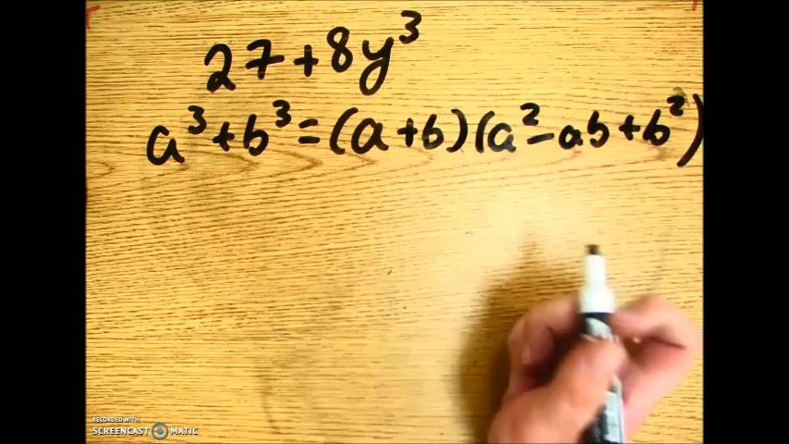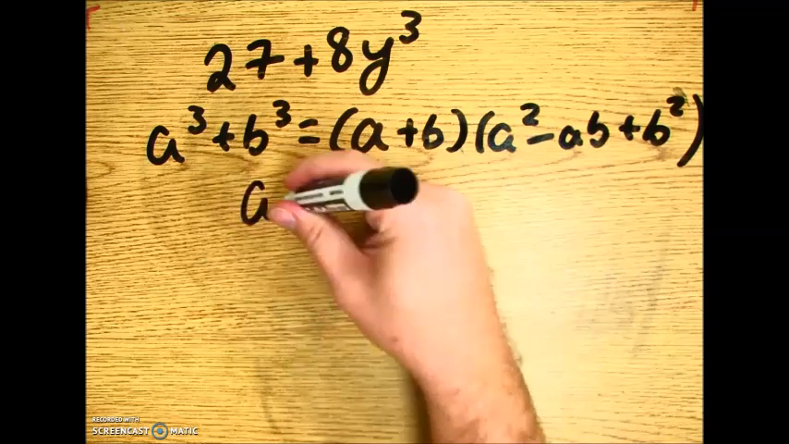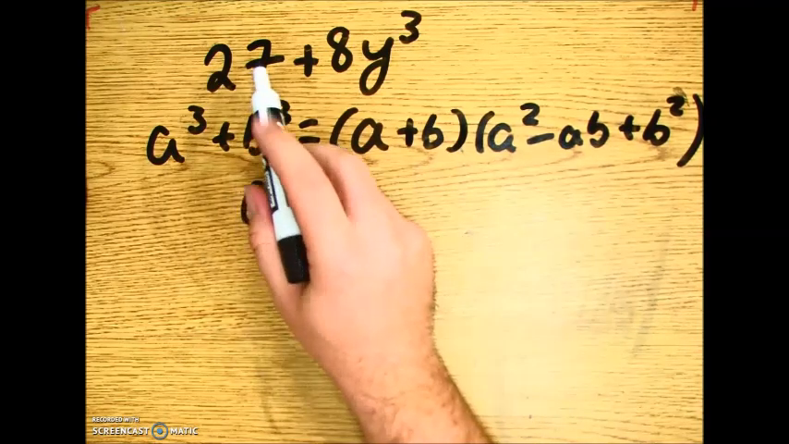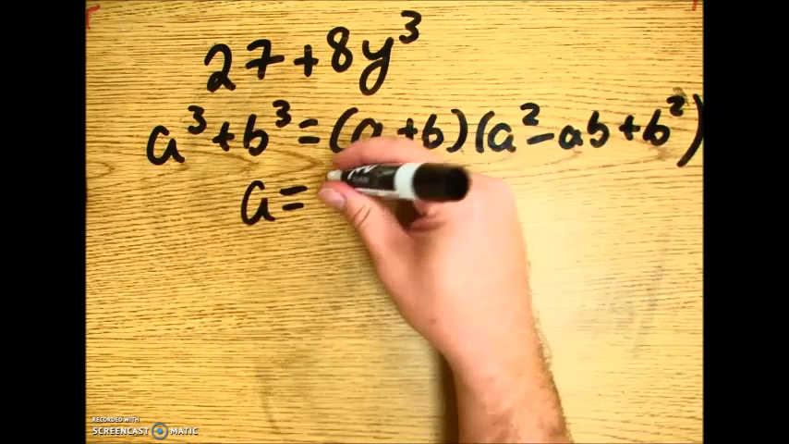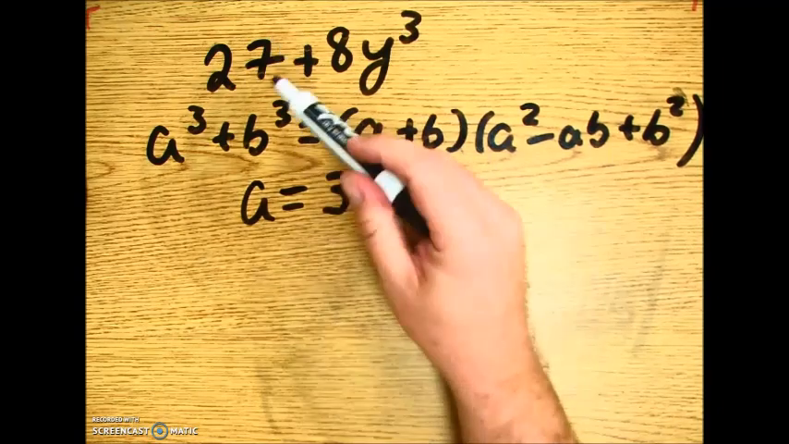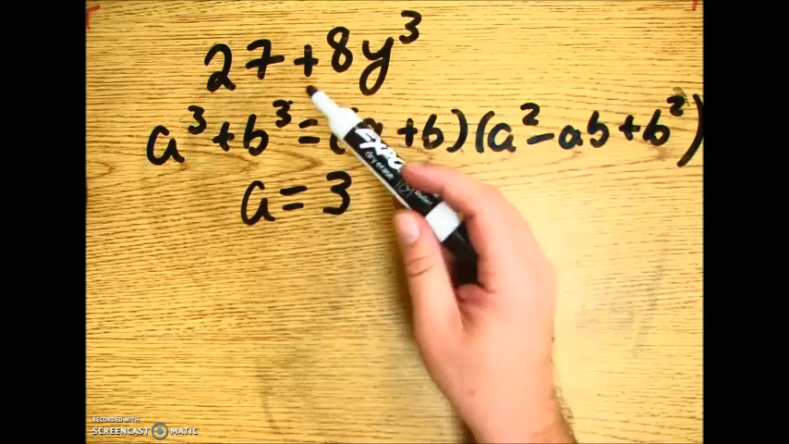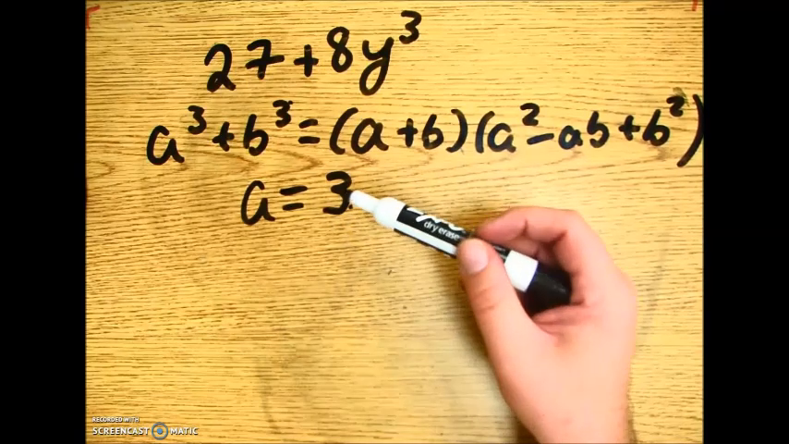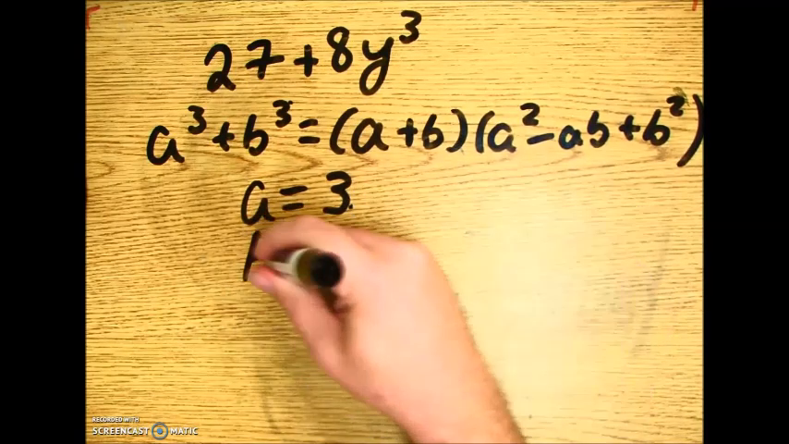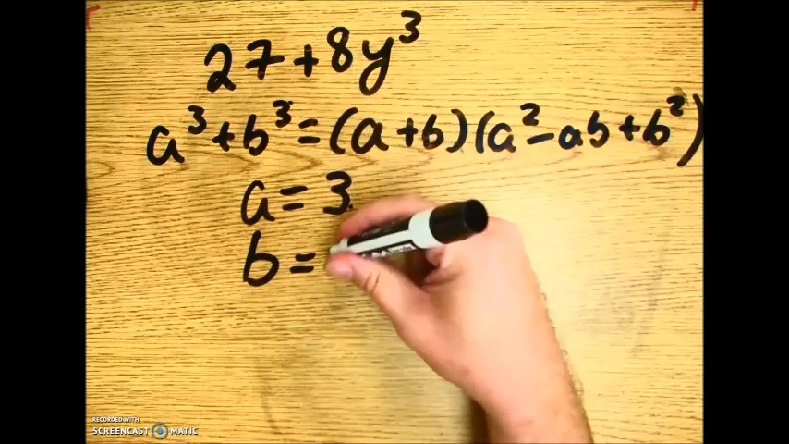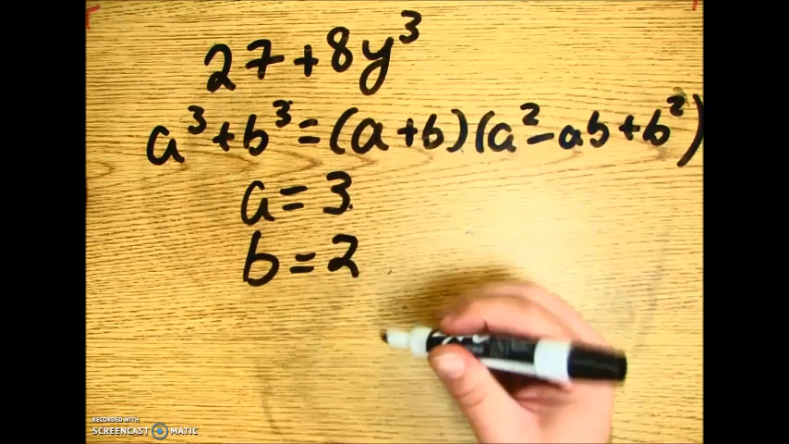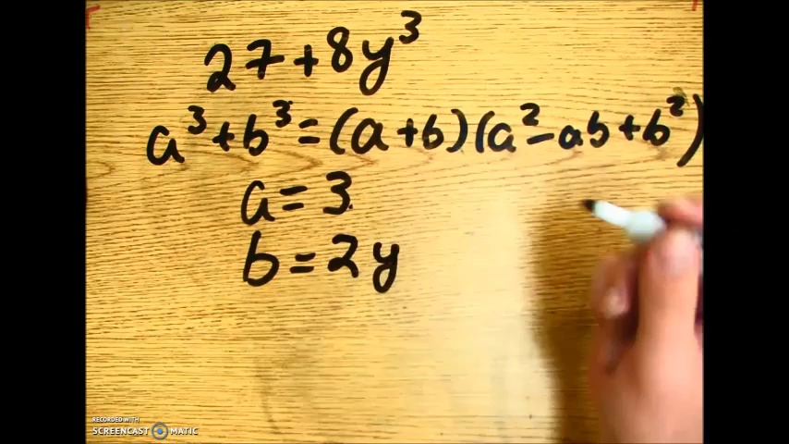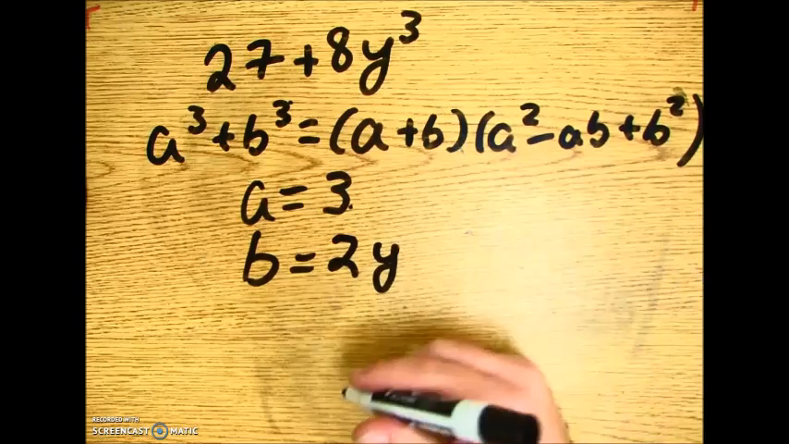Cool. So ladies and gentlemen, what's the cube root of 27? It is 3. Not because we divided 27 by 3. We asked ourselves, what times itself 3 times gives you 27? It's 3 times 3 times 3. What is the cube root of 8? 2. What's the cube root of y cubed? It is y. And now we just get to substitute in.